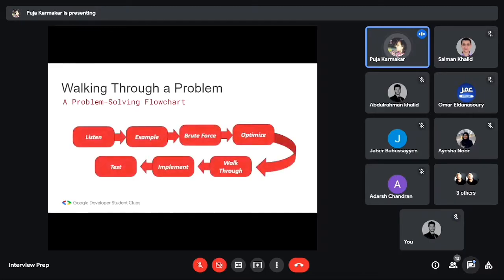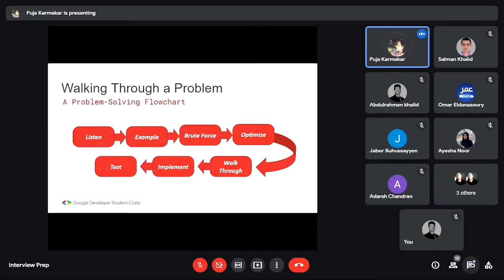Yes. So the first process is listening. I know this is very basic, but believe me, when we think about listening, most of us are not great listeners when it comes to technical interviews. That's why we emphasize the point of listening. Then it comes to the example. We will write an example. Brute force. Here, brute force means exactly the first idea that comes into your mind whenever you see a problem.